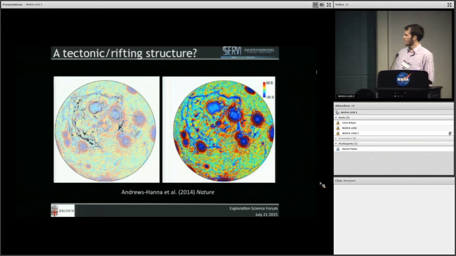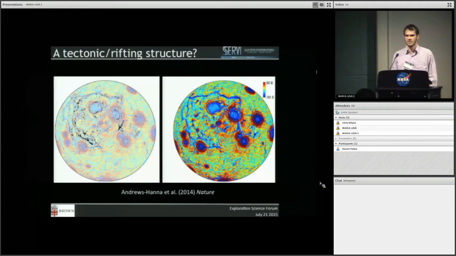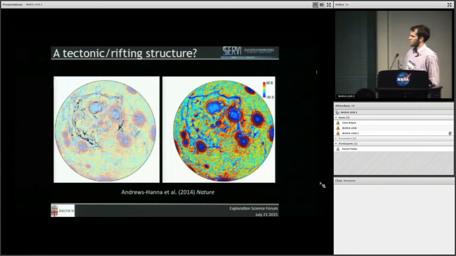Now, one of the reasons the Andrews-Hanna paper decided that the Procellarum region may not be the site of an impact was that it lacks the gravitational signatures seen in other basins on the moon. For example, in the figure on the right, the other lunar basins can be easily pointed out, with areas of gravity lows surrounded by gravity highs, whereas in the Procellarum region you are not seeing the same gravity signatures.